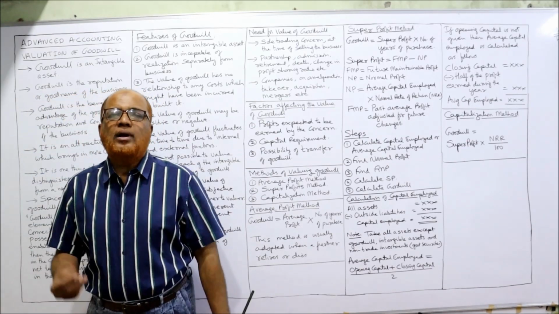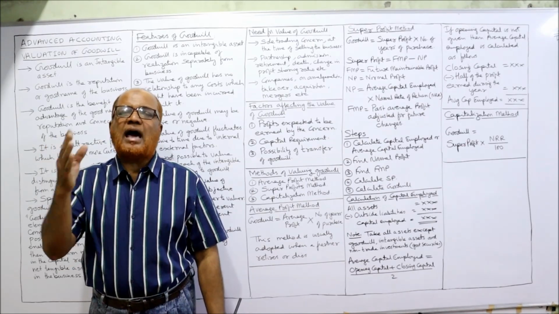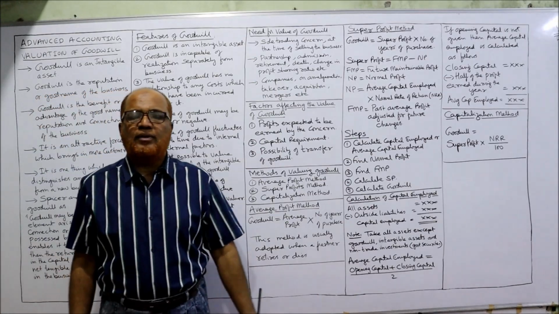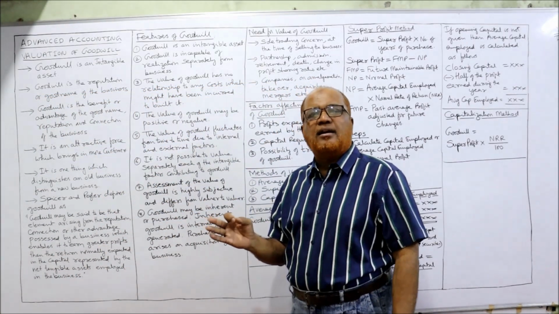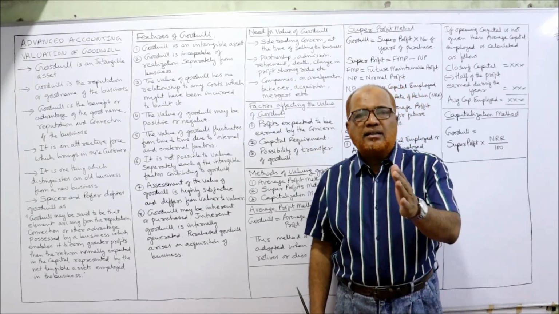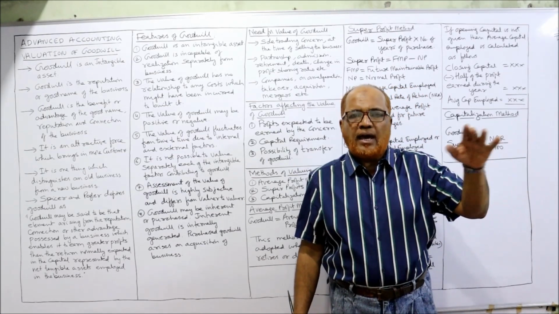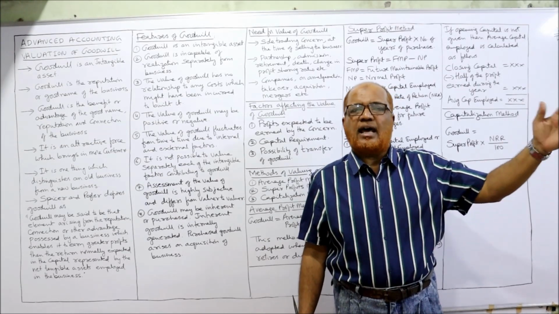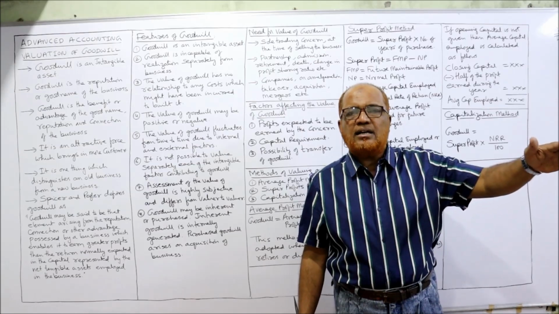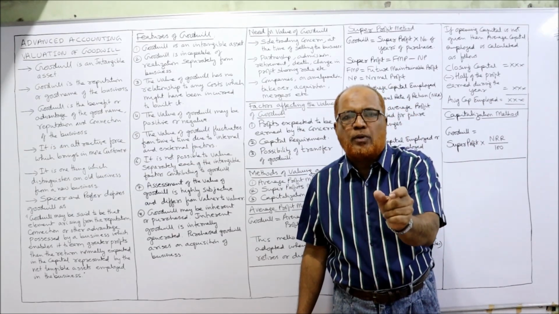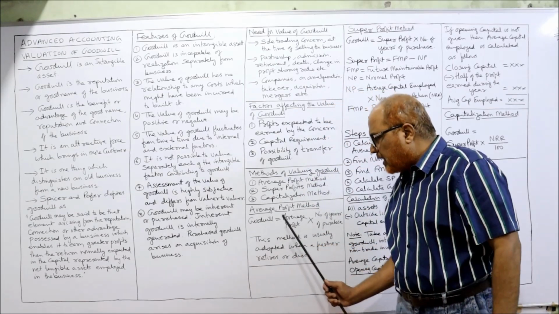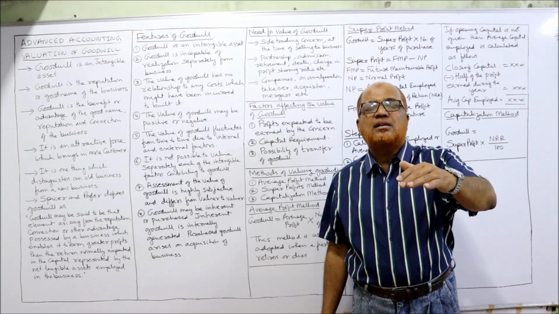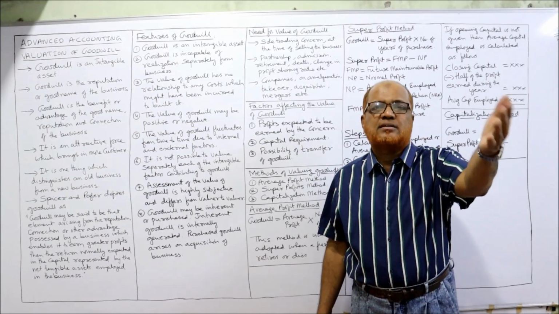Now, methods. Broadly, three methods are there for calculating the value of goodwill: average profit method, super profit method, and capitalization method. Now, the average profit method. The simplest method of calculating the value of goodwill is average profit. Take the average profit of the last few years. Example, the current year 2022 is going on. So the last 3 years: 19, 20, 21. These 3 years' profit we calculate and take the average profit. The average profit is multiplied by the number of years of purchase. Number of years of purchase means how many years the advantage is expected in future.